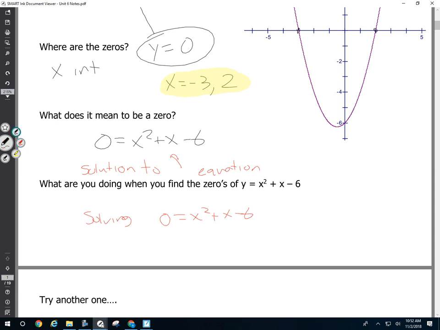Now, another word for a 0 is a root. Root, not R-O-U-T-E. Root. If I ask you what is the root, you would say it's an x-intercept. It's when y is 0, solving this. Okay?